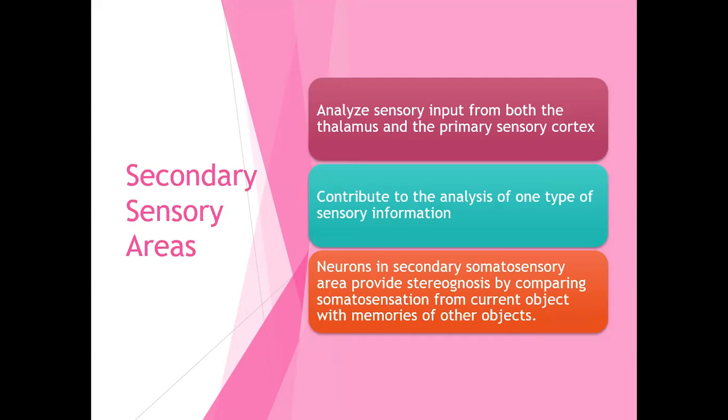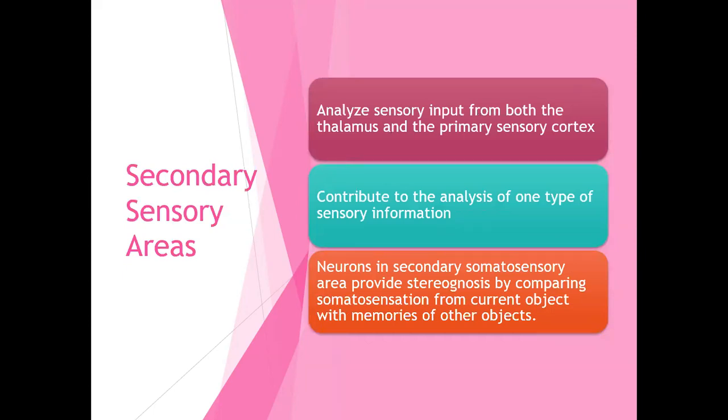The secondary sensory areas analyze sensory input from both the thalamus and the primary sensory cortex. Cortices, all of them. They contribute to the analysis of one type of sensory information. So we have the primary auditory cortex, we have the secondary auditory cortex. We have the primary somatosensory cortex, we have the secondary somatosensory cortex. So each secondary area analyzes its type of information, not the other ones.